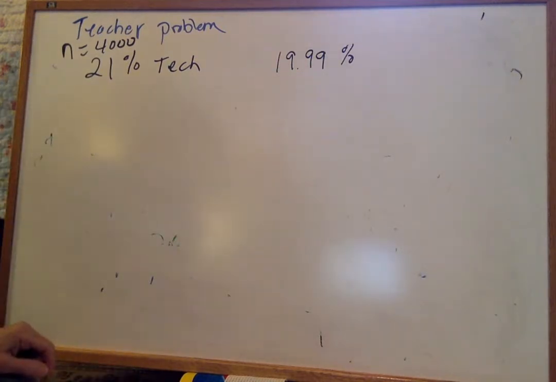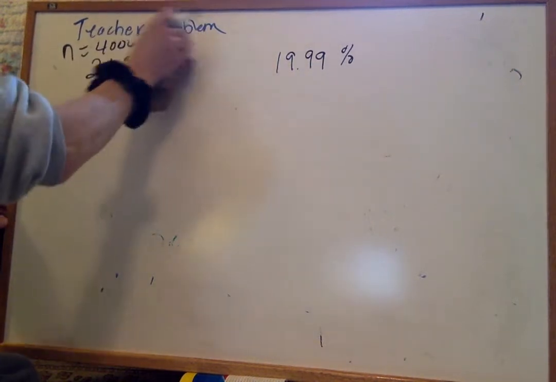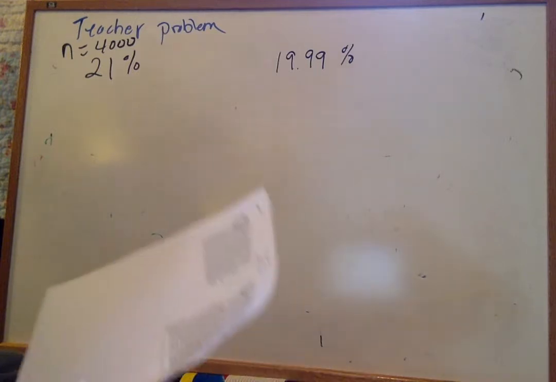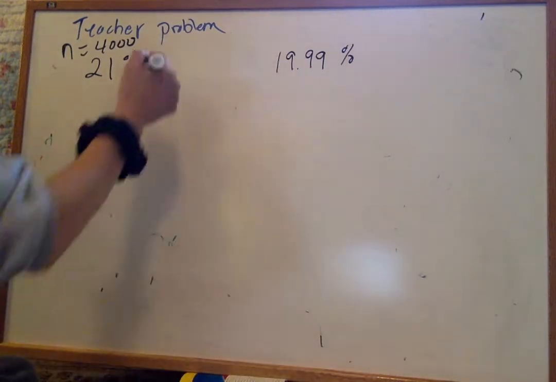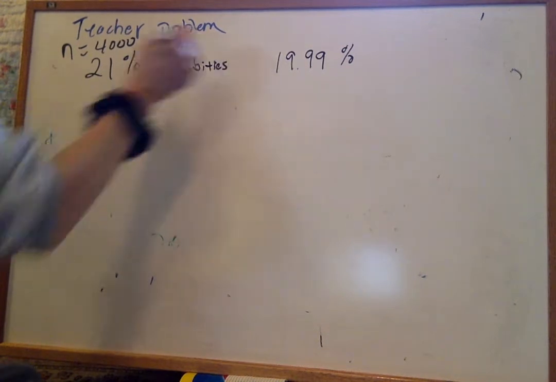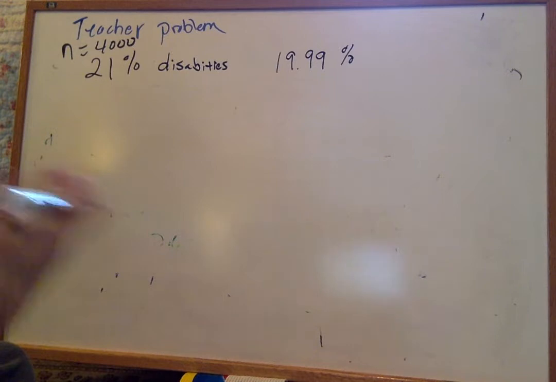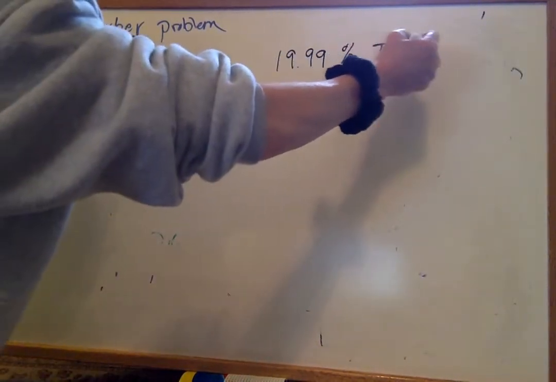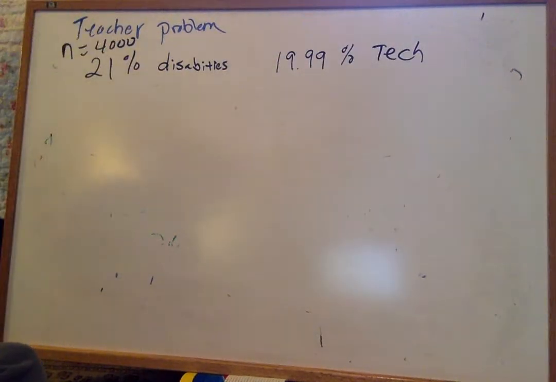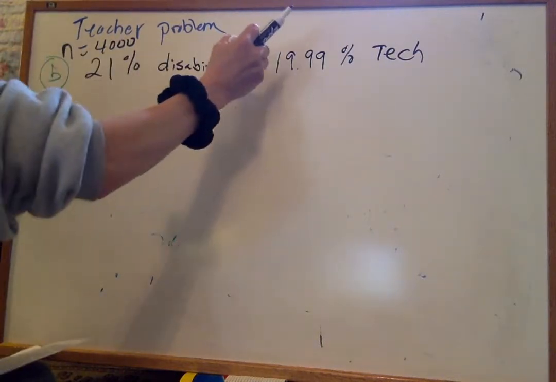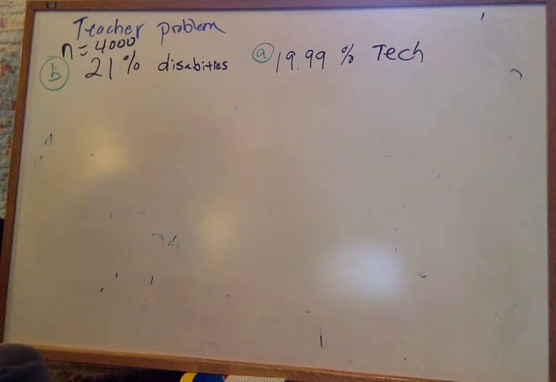Said, oh, have I gotten this backwards? Sorry, I have. 21%, so let me read my problem again. Needed help with helping the disabled students. 19.99% needed help integrating technology. Okay, that's what the problem boils down to. I guess technically I've done it in backwards order. This is part B, this is part A, but it doesn't matter.